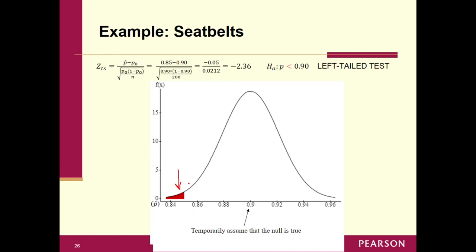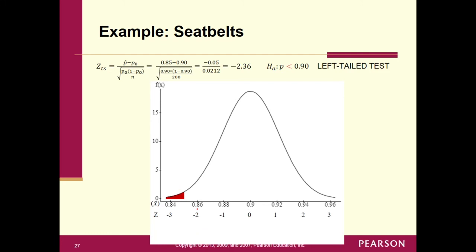And our p hat turned out to be 0.85, which is right there, and we want the area to the left of it. But in order to look up the p-value properly, we have to change it into a standard normal, right? And so there's our z-scores. Notice that negative 2.36. We have to figure out this area to the left of negative 2.36.